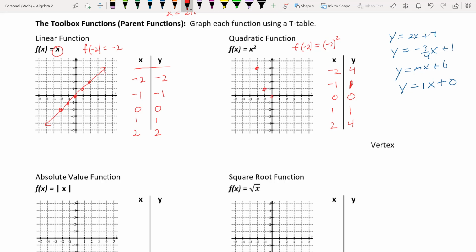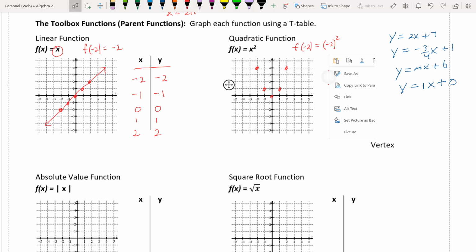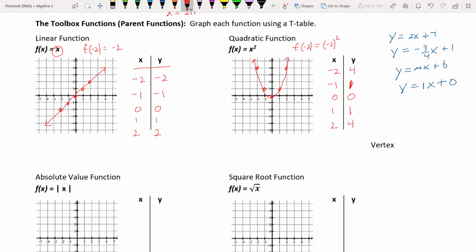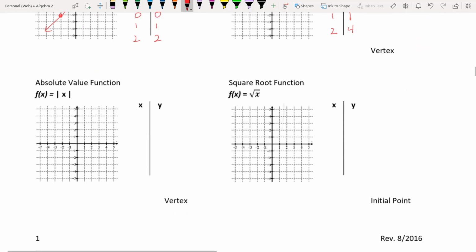All right, so here's my points here. You may recognize this function also. This is called a parabola. All right, this is the parent function parabola. And so we would graph that just like that. All right, let's go over to the next one.